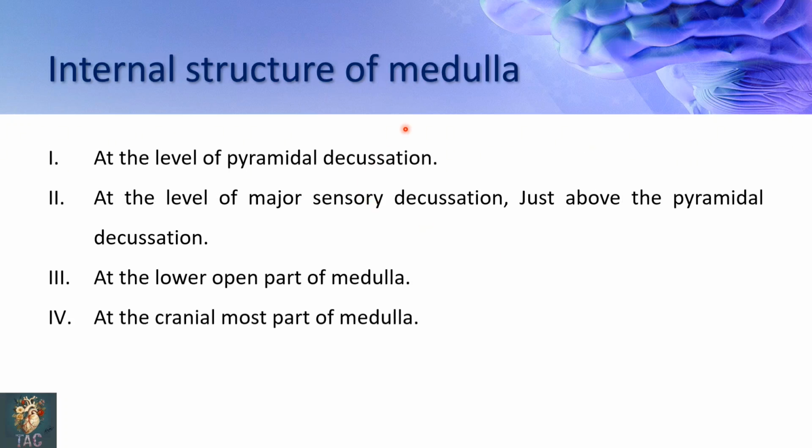The internal structure of the medulla can be discussed at four levels: at the level of the pyramidal decussation or corticospinal decussation, at the level of the major sensory decussation just above the pyramidal decussation, at the lower level of the open part of the medulla, and at the cranial-most part of the medulla. We will discuss the internal structure of the medulla oblongata at all of these levels. First we will discuss the internal structure at the pyramidal decussation.